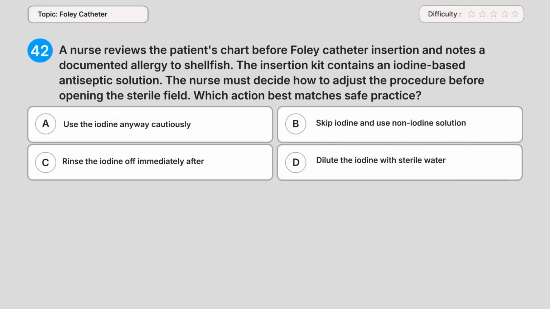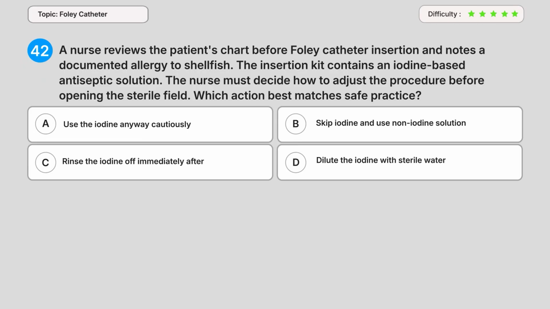Question 42. A nurse reviews the patient's chart before Foley catheter insertion and notes a documented allergy to shellfish. The insertion kit contains an iodine-based antiseptic solution. The nurse must decide how to adjust the procedure before opening the sterile field. Which action best matches safe practice?